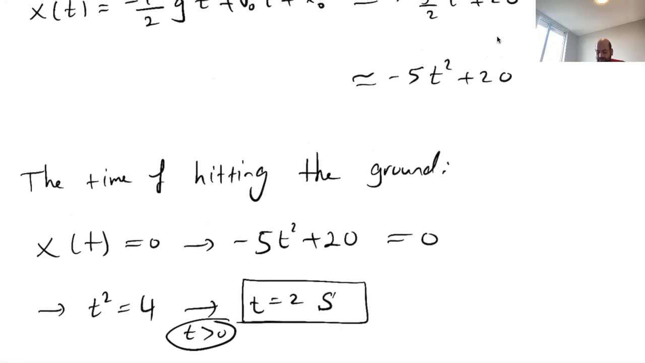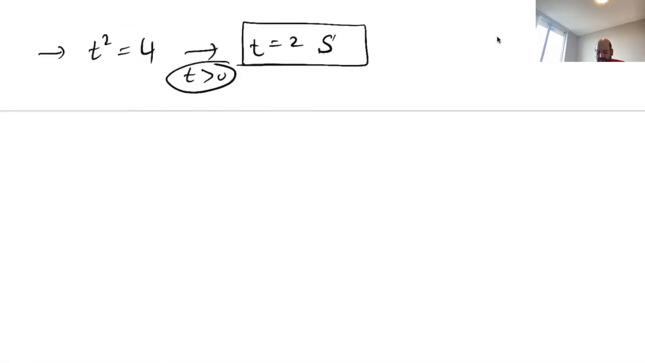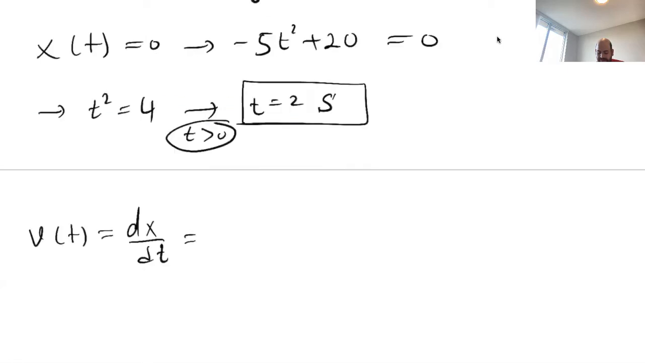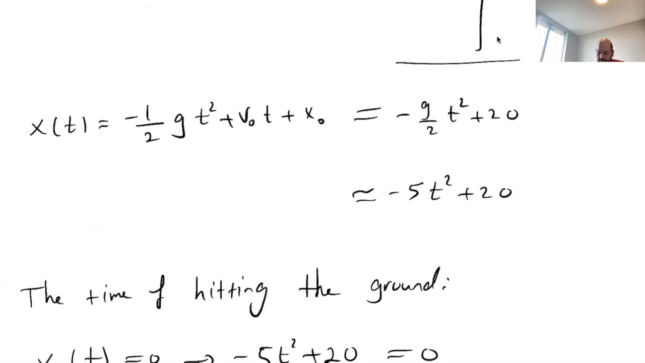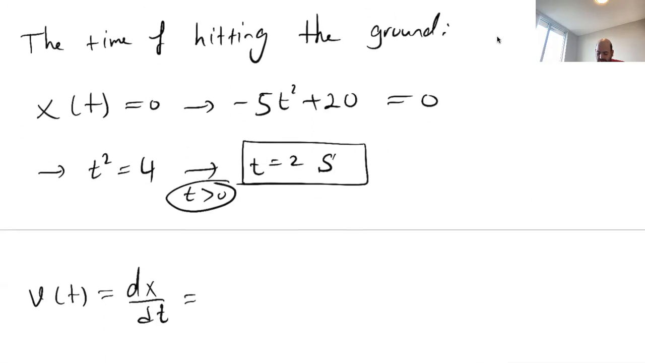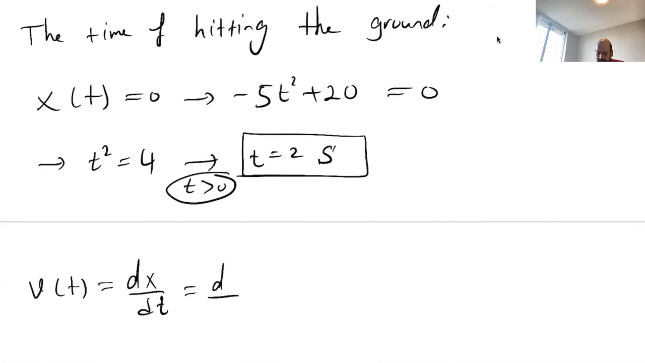And what will be the velocity at this time? So we know that v of t is equal to dx/dt, the derivative of x with respect to t. And how much is this? This is going to be the derivative of this function, so d/dt of minus 5t squared plus 20.